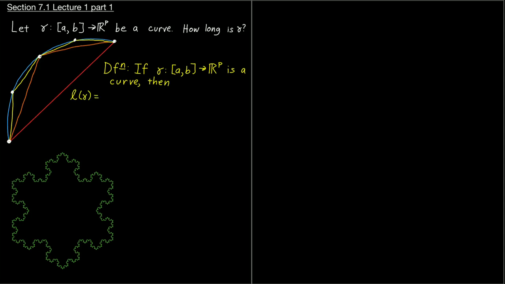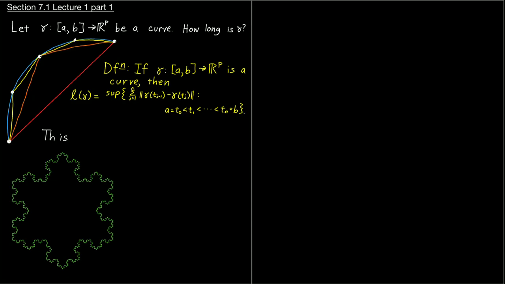Then the length of gamma, I'm going to say that is the supremum of the following set of real numbers: the set of all sums from j equals 1 to n of the distance from gamma of tj minus 1 to gamma of tj. That's the length of a line segment. And then the tj have to be a partition of the curve. So this is indeed going to get into the kind of Riemann integration we saw back in chapter 3.